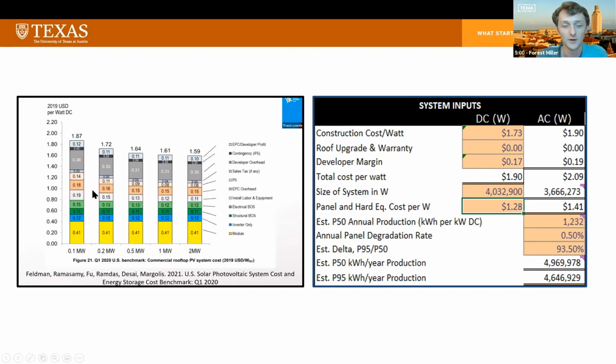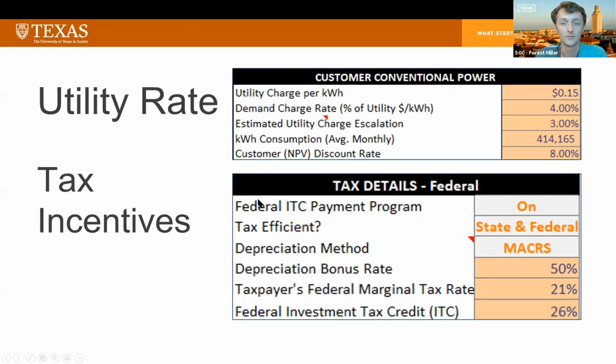On the left here, you see a diagram of average commercial rooftop construction costs, and this varies with system size. For our 29 installations in the East Campus, we took a weighted average of these construction costs based off the size and settled on a value of $1.73 per watt for that construction cost. And as Parthana mentioned earlier, we already have determined our system size and our annual generation from the design side of things. Some other metrics that we needed to determine were the utility rate and also relevant tax incentives.